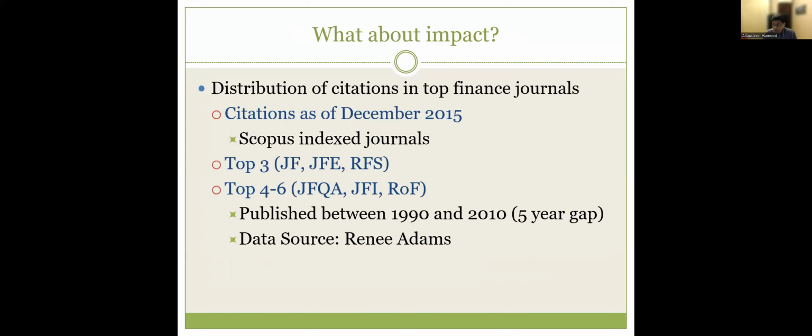One thing that researchers care about is the citation. So here's a simple analysis of citation, which was done a few years ago, based on Scopus. Looking at the top 3 journal publications, JFE and RFS, and the next 3 journals, JFQA, JFI, and Review of Finance. These are publications from 1990 to 2010, and we look at what happened to these citations in December 2015. The data is from Renee Adams, my colleague, who shared this data with me many years ago.